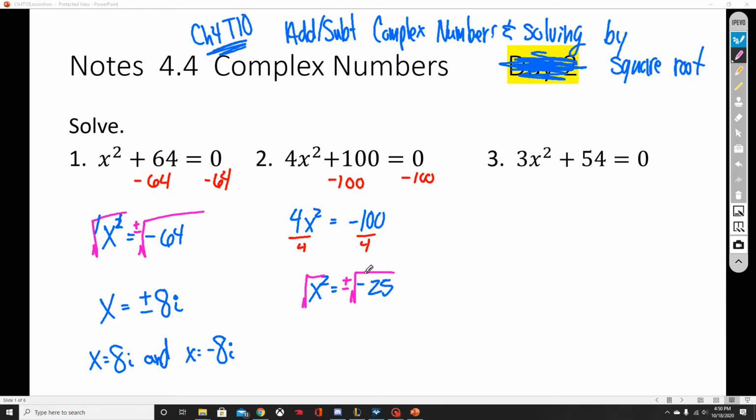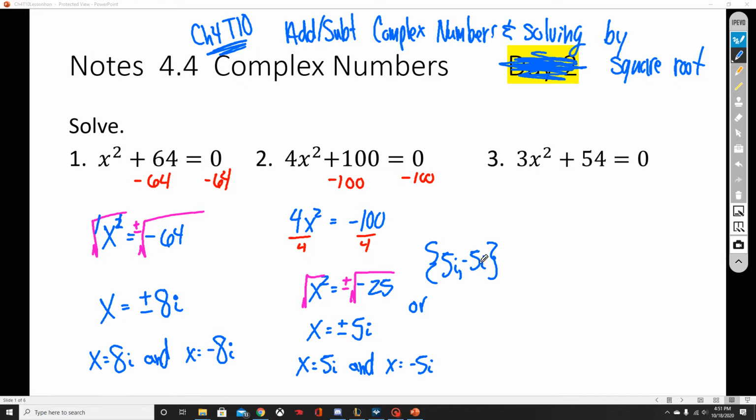Don't forget, square roots have two solutions, a positive solution and a negative solution. So our solutions are x is equal to plus or minus the square root of 25, which is 5, and the square root of negative 1 is i. So this would be plus or minus 5i. In other words, 5i and negative 5i. Or, of course, you could write it as a set of solutions, 5i, comma, negative 5i.